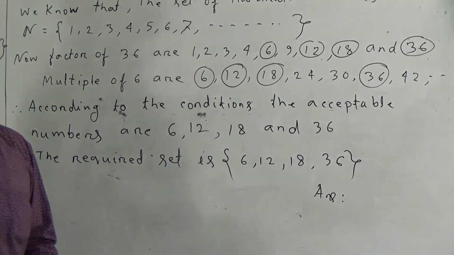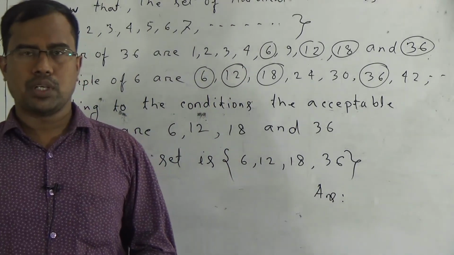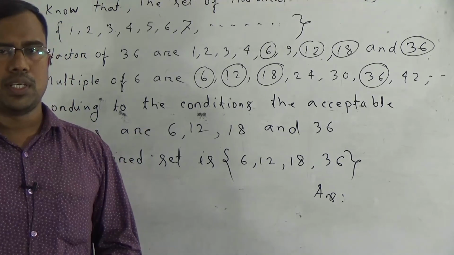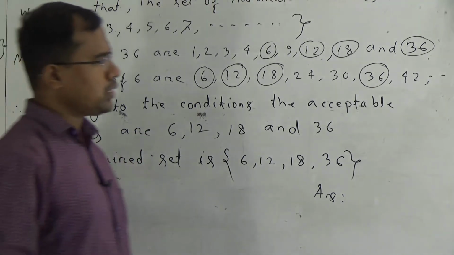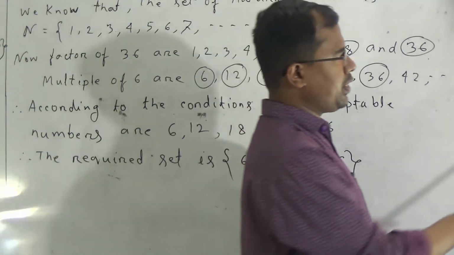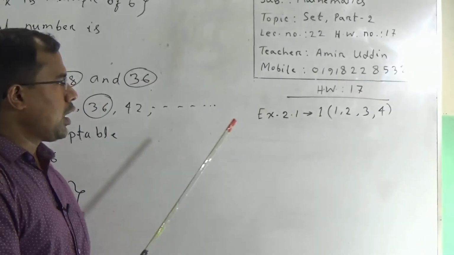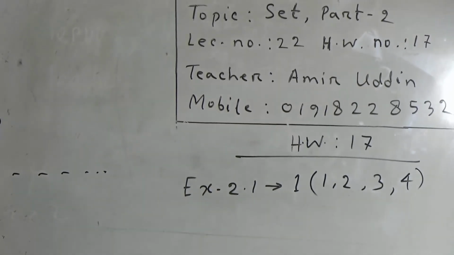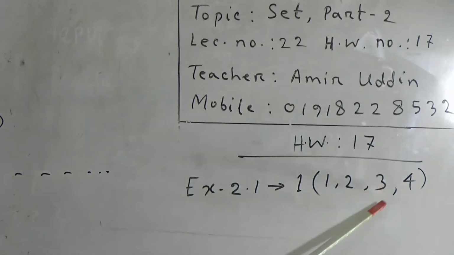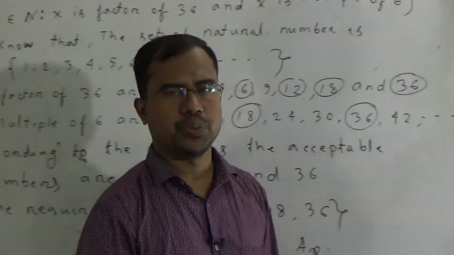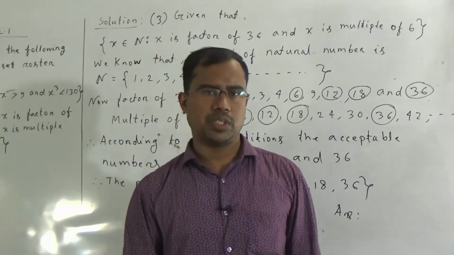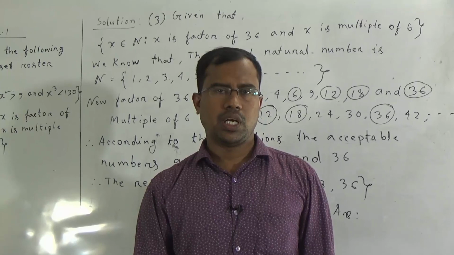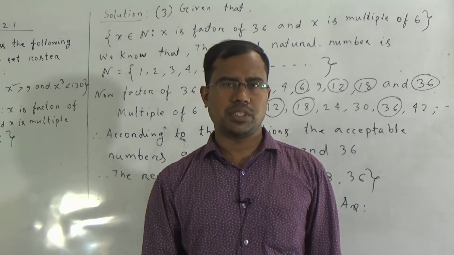Dear students, we have finished our today's class. I hope you have understood today's CW. Now I will give you SW. Our today's SW is SW number 17, exercise 2.1, question number 1 and sub-questions 1, 2, 3 and 4. Dear students, I hope you will be able to do your SW properly. Do your SW properly and submit it next Saturday.